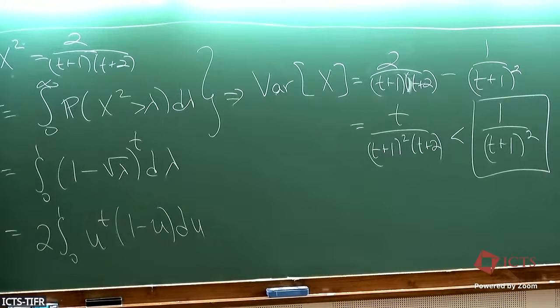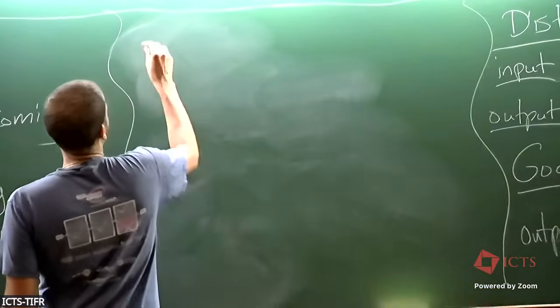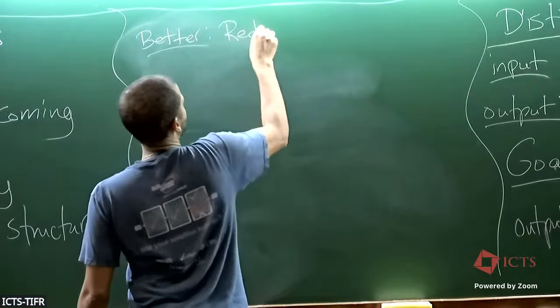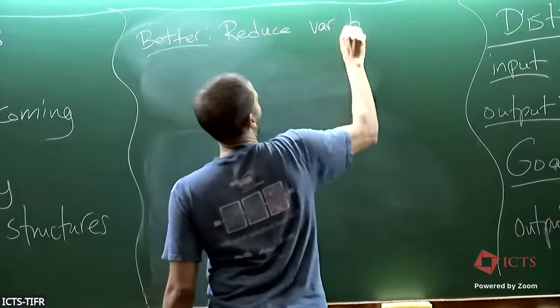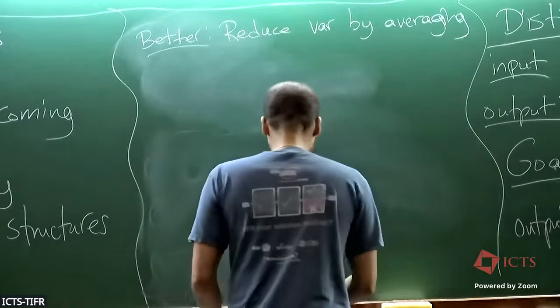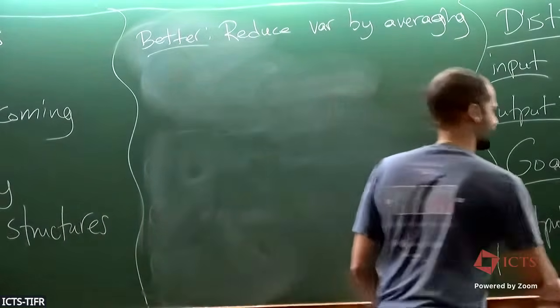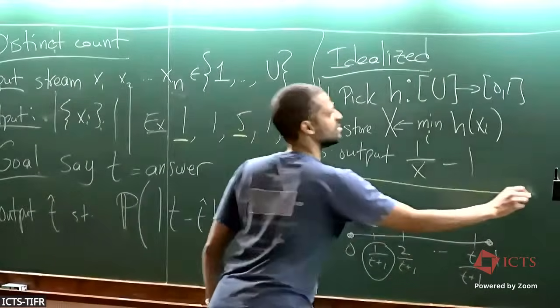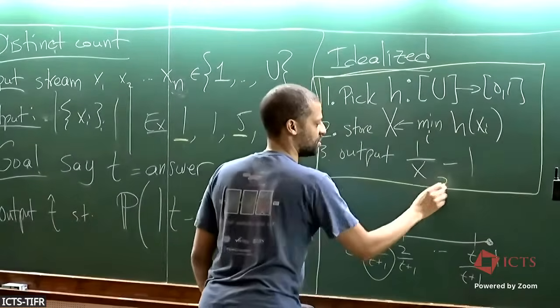Well, this is kind of a standard idea that people use again and again in streaming algorithms, which is to reduce variance by averaging. So what do I mean by that? This is an algorithm. Let's call this algorithm 1.